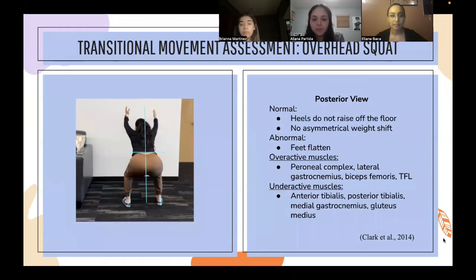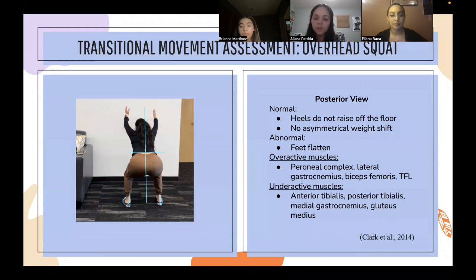And then for the posterior view of the overhead squat, the things which are normal here, the heels do not raise off the floor. There are no asymmetrical weight shifts, but for an abnormality, the feet do flatten, similar to how you can see it in the anterior view. And again, the overactive muscles that cause this primarily deal with plantar flexion, knee flexion, and hip internal rotation. The kinetic chain checkpoints to look for here are the foot and ankle.